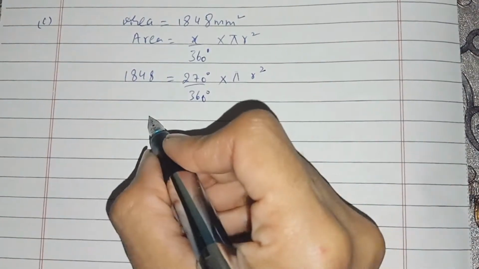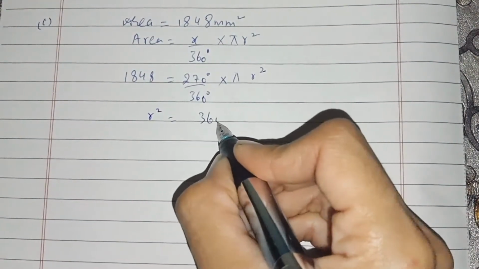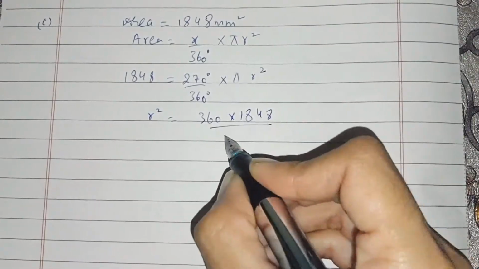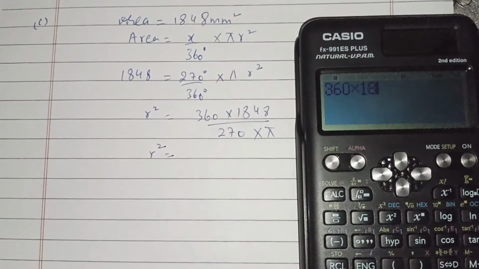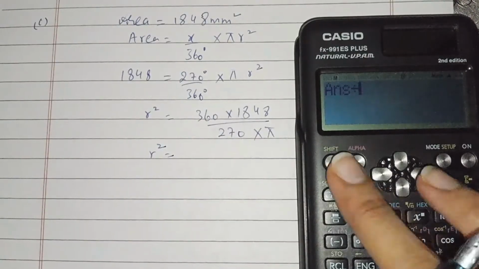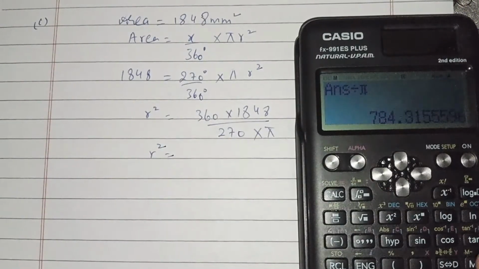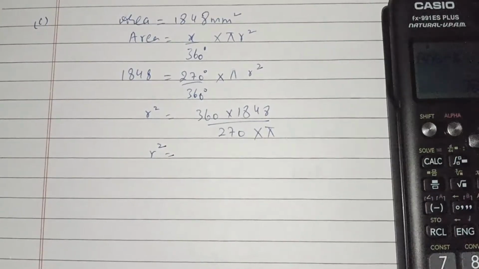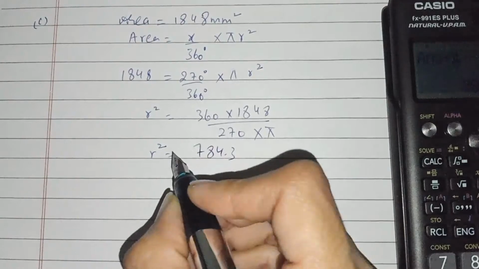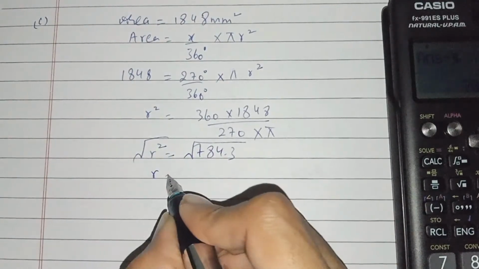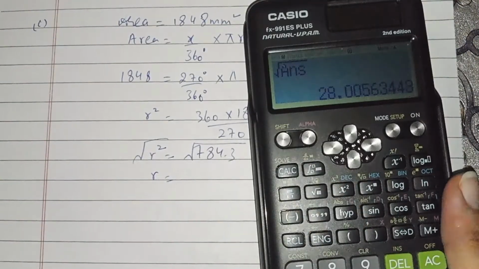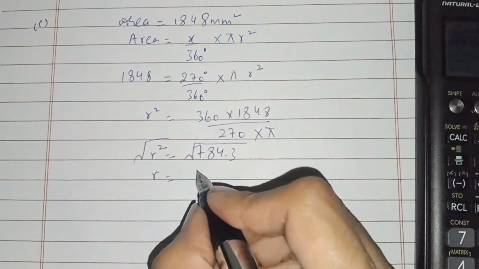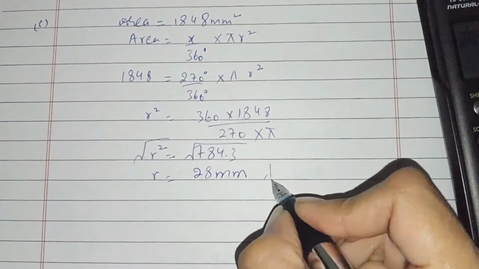Now we have to cross multiply it. r squared is equal to 360 multiplied by 1848 divided by 270 and pi. 360 multiplied by 1848 divided by 270 and divided by pi, and we get 784.3. Now you take the square root. Taking the square root, we get 28, and the radius is 28 millimeters, and this is the answer.